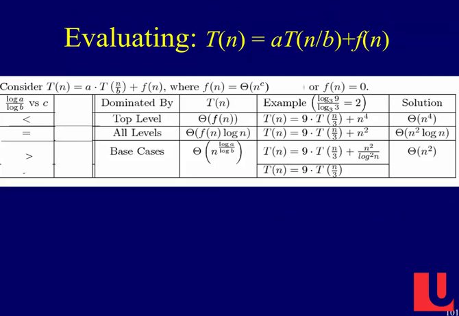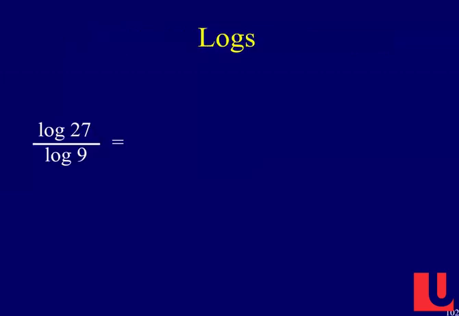All right, so this is our chart again. This just says we're comparing log A over log B to C. If log A over log B is smaller, it's dominated by the top, and the answer is the work at the top. And if the log A over log B is bigger, then it's dominated by the number of base cases, which you have to calculate. And if they happen to be equal, then you get an extra log factor. Everybody got that? Yeah. You've seen it before.